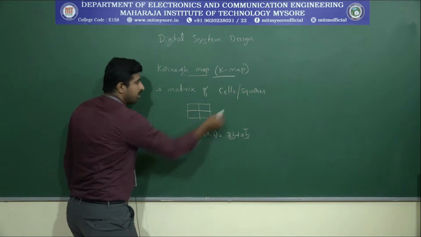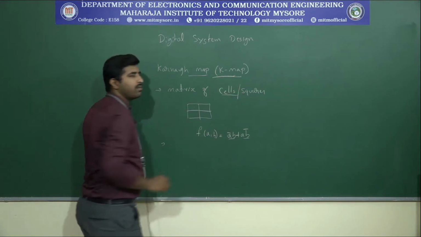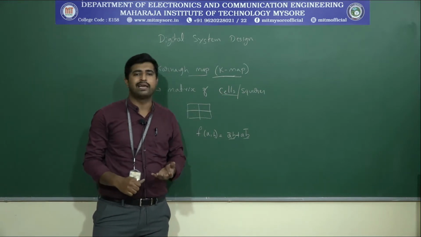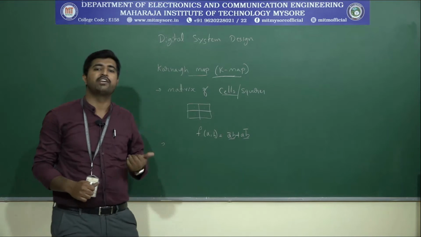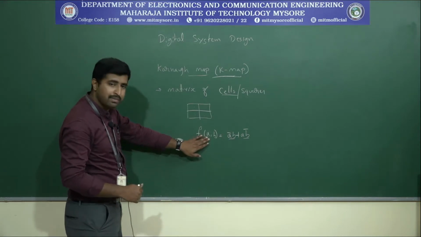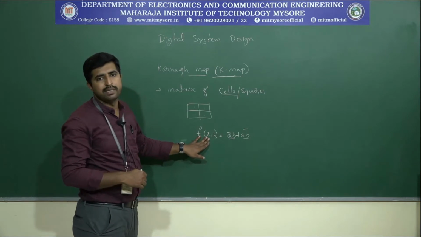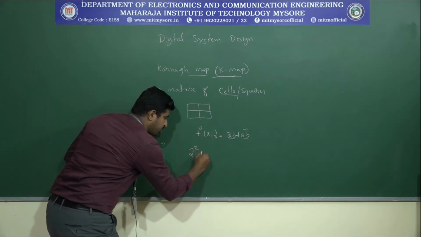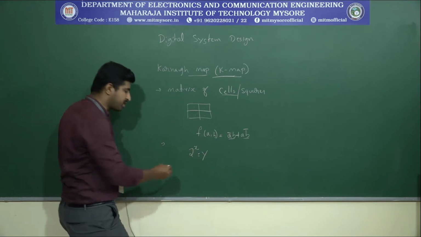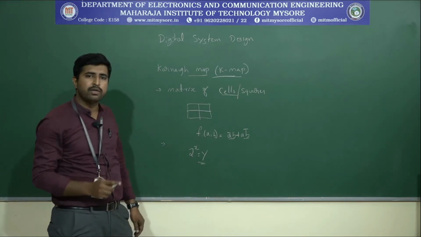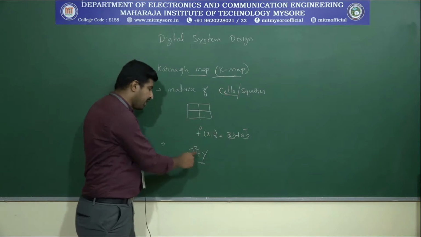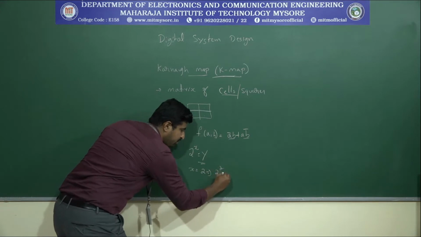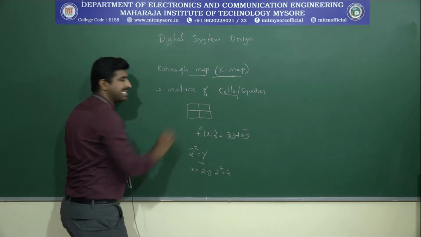And how many cells will there be in a K-map? The number of cells in the K-map is related to the number of variables in the equation. If you have two variables, we are going to have 4 cells. To calculate that, we have the formula 2 to the power of x equals y. If x equals 2, then 2 to the power of 2 equals 4, which means there will be 4 cells.